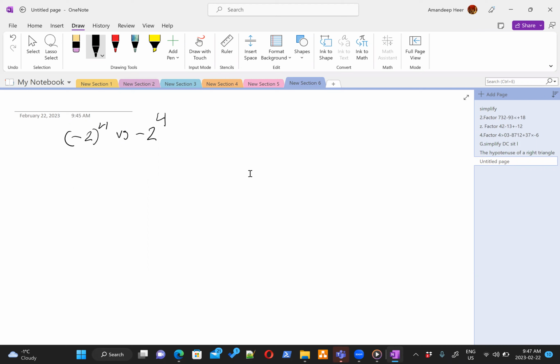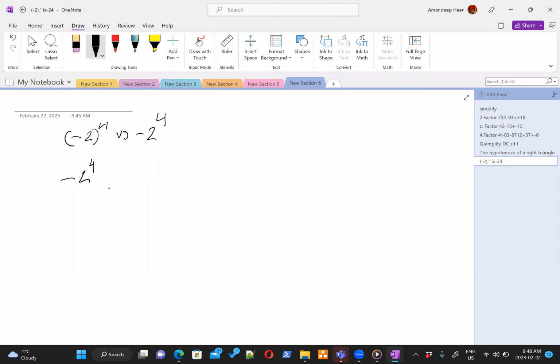Hi everyone. I want to talk to you about the difference between these two: negative 2 bracket 4 versus negative 2 4 without the bracket. So let's talk about the difference between the two. Let's start with negative 2 to the power of 4.